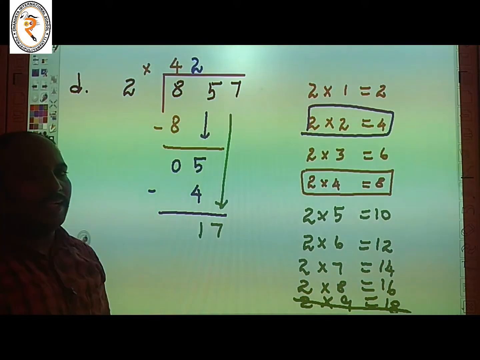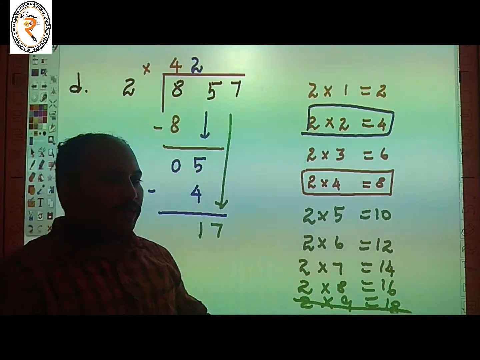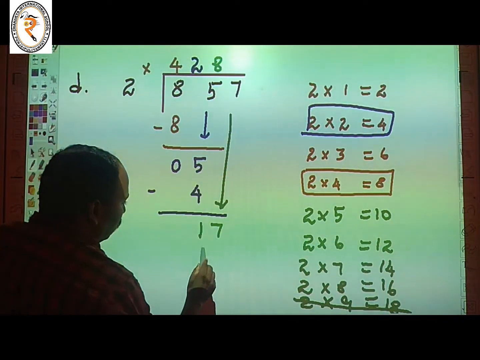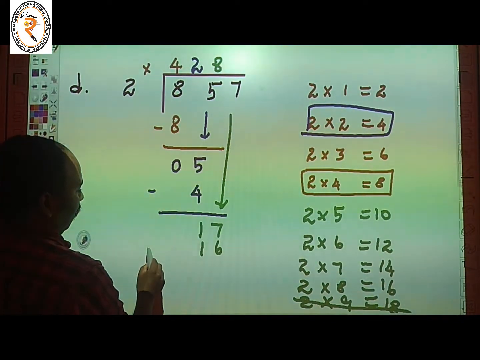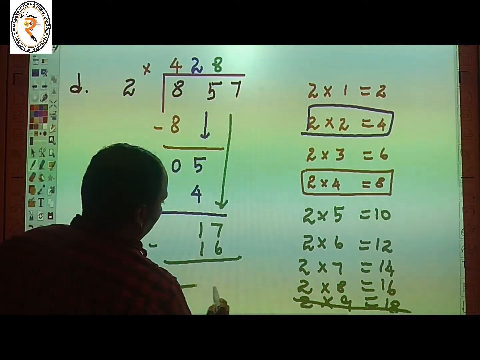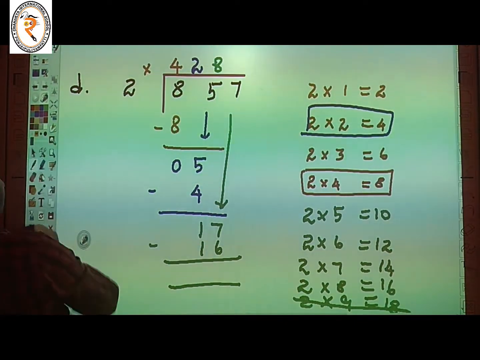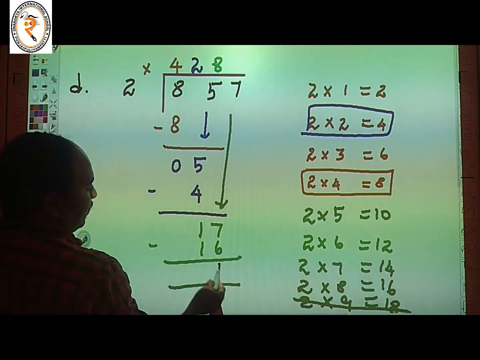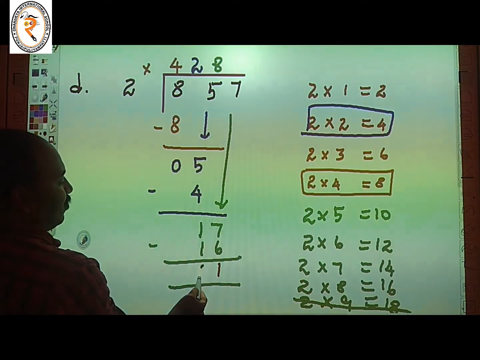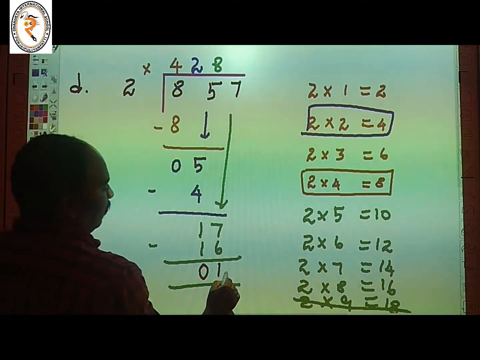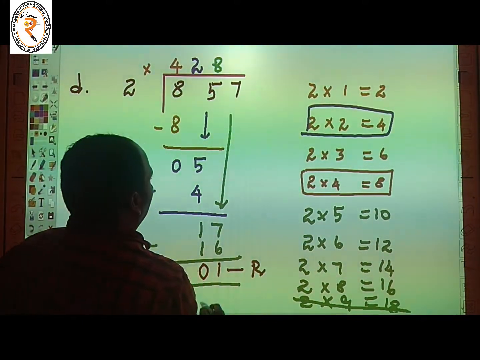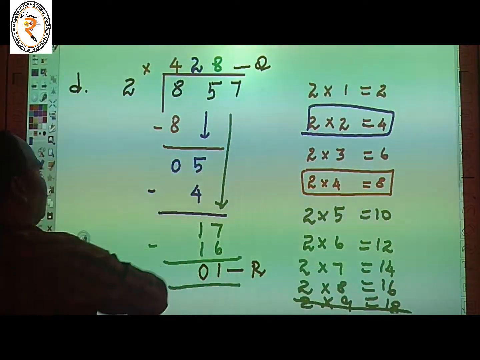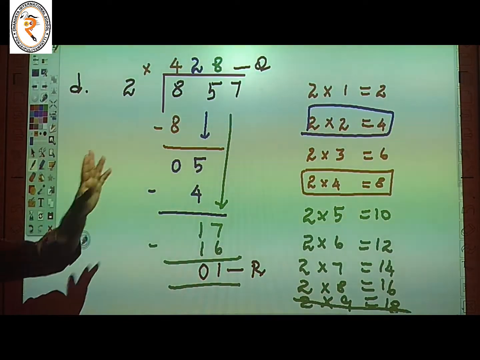So 2 9s is not possible. So 2 8s are 16. 2 into 8 is equal to 16. Next we subtract: 17 minus 16. In the ones place, 7 minus 6 is 1. 1 minus 1 is equal to 0. So the remainder is 1 and the quotient is 428.